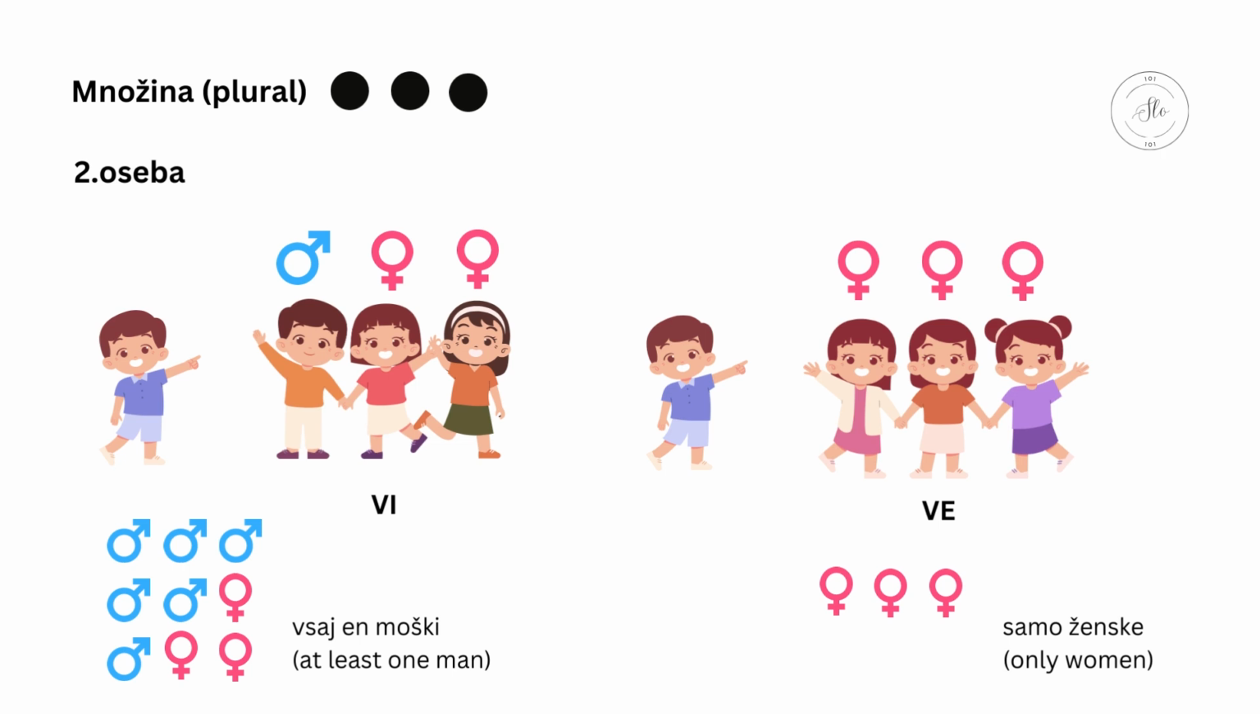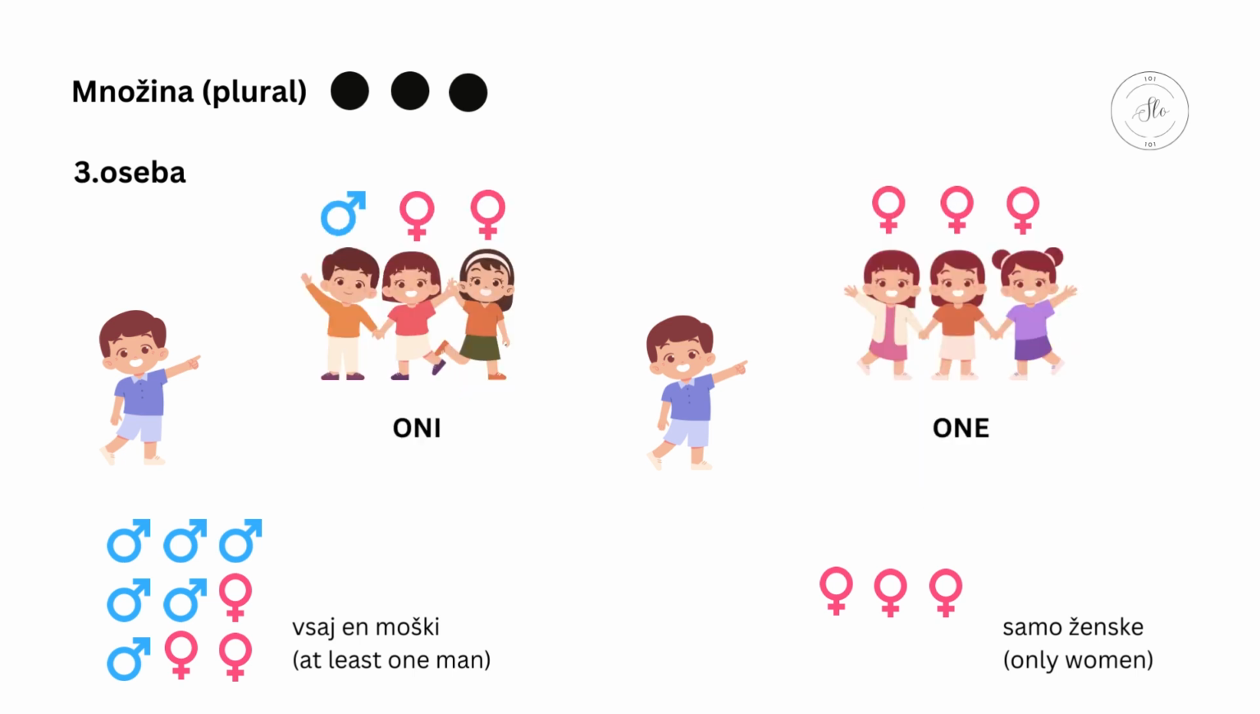Množina, druga oseba. Če je vsaj en moški, rečemo vi. Če so samo ženske, rečemo ve.